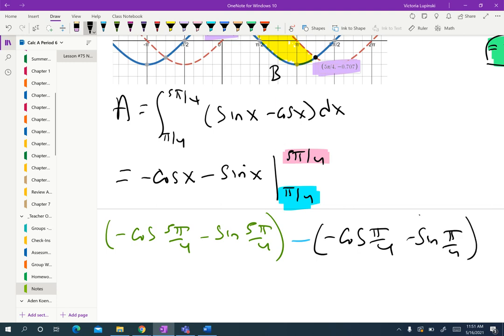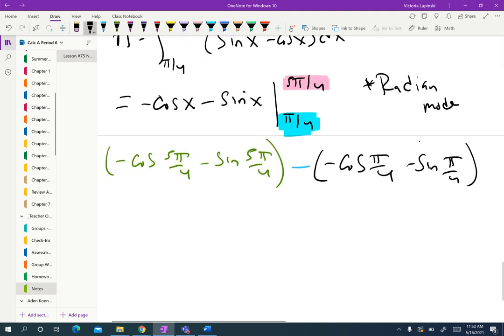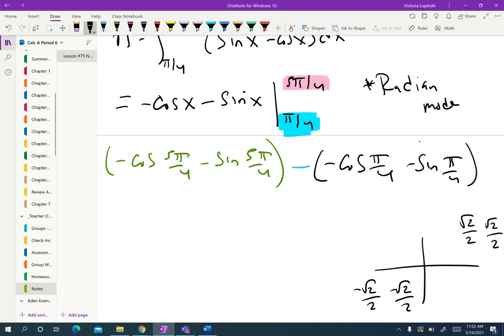To calculate farther from here, you would either have to use the graphing calculator in radian mode. Remember, if you're using pi's, you're using radian mode. Or you can just remember what happens on the unit circle. These are all the pi over 4 family. So the pi over 4 family is root 2 over 2, root 2 over 2, and then it changes by quadrant. So we need pi over 4 and we need 5 pi over 4, and 5 pi over 4 is in quadrant 3, which would be the double negatives.